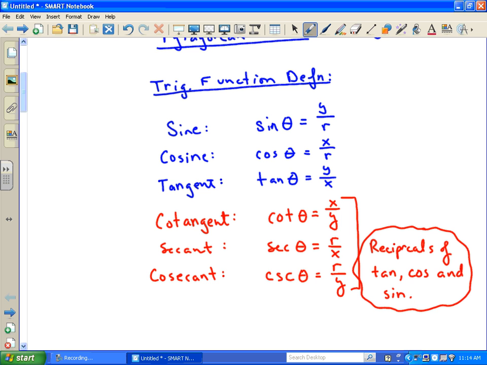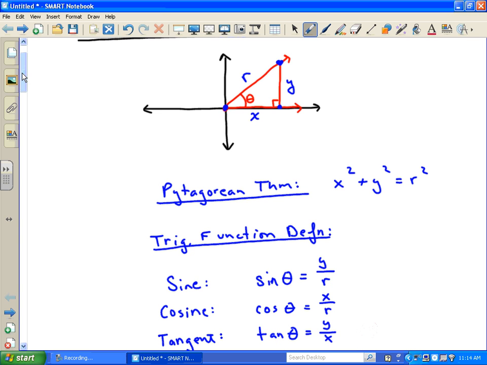Now from here, I also want to define the first 3 using different terminology. When we're looking at an angle, here's my angle theta, then relative to where that angle is, we can also denote names for the sides. The side that's right next to my angle, that's not the hypotenuse, is called the side that's adjacent.